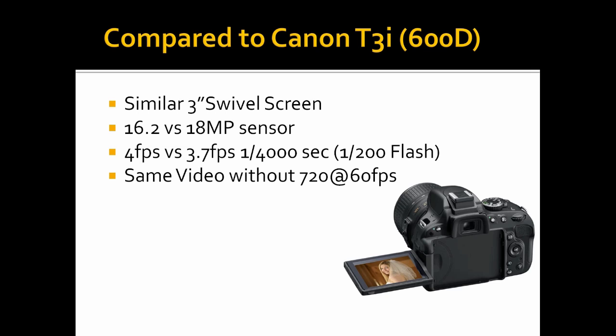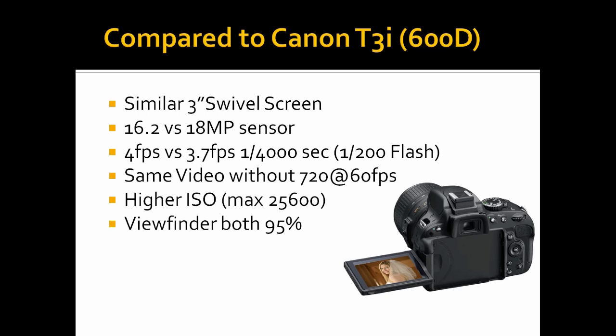Now it has the same video modes with the exception of the faster 60 frames per second at 720p. So if you're looking at wanting to get some nice glossy slow motion, then the Canons are a better option for that. It has a higher ISO in the maximum range of 25,600, and the viewfinder on both models is 95%, so pretty much equal there.